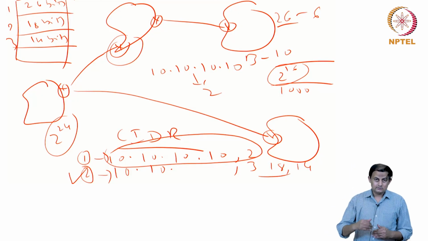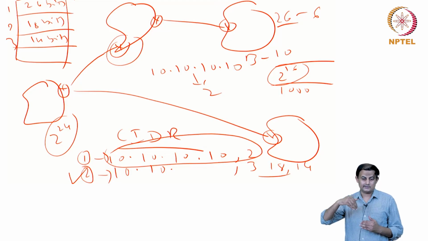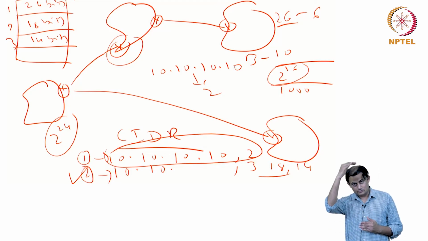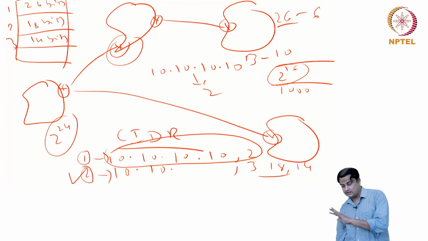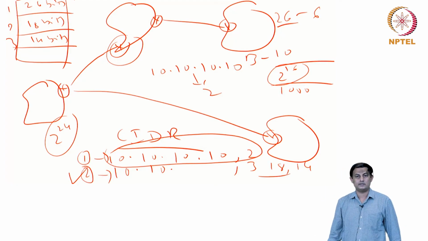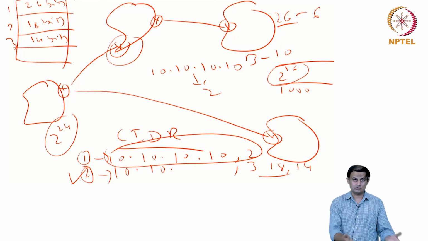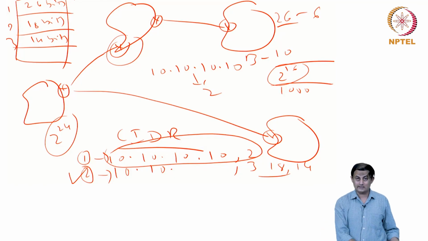So in that case, what is the possibility? In the worst case, you need to compare every packet with every one of the n entries inside the routing table. So that is actually going to put load on the router.